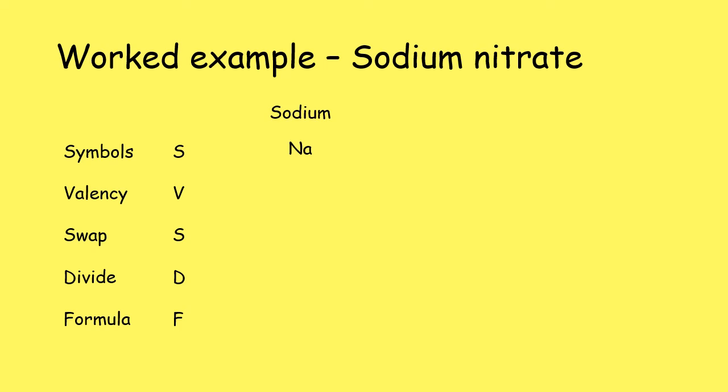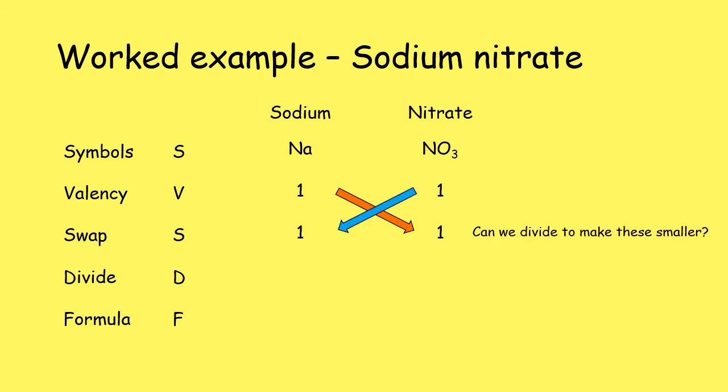So sodium has a symbol Na, nitrate has a symbol NO3. We know the valency of sodium is 1 because it is in group 1. We know the valency of nitrate is 1 because that's what's written at the top of the column where nitrate is written in that table on page 8. We swap them over as before, and we still have a 1 underneath each. We ask ourselves, can we divide them to make them smaller? The answer is no. So we have 1 Na and we have 1 NO3. So our formula is just NaNO3. Very straightforward.